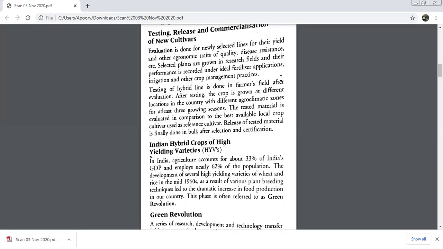And then we compare the material with the local crop available. Release of the tested material is finally done in bulk after selection and certification. So when we get the best results, then it is introduced in the market.